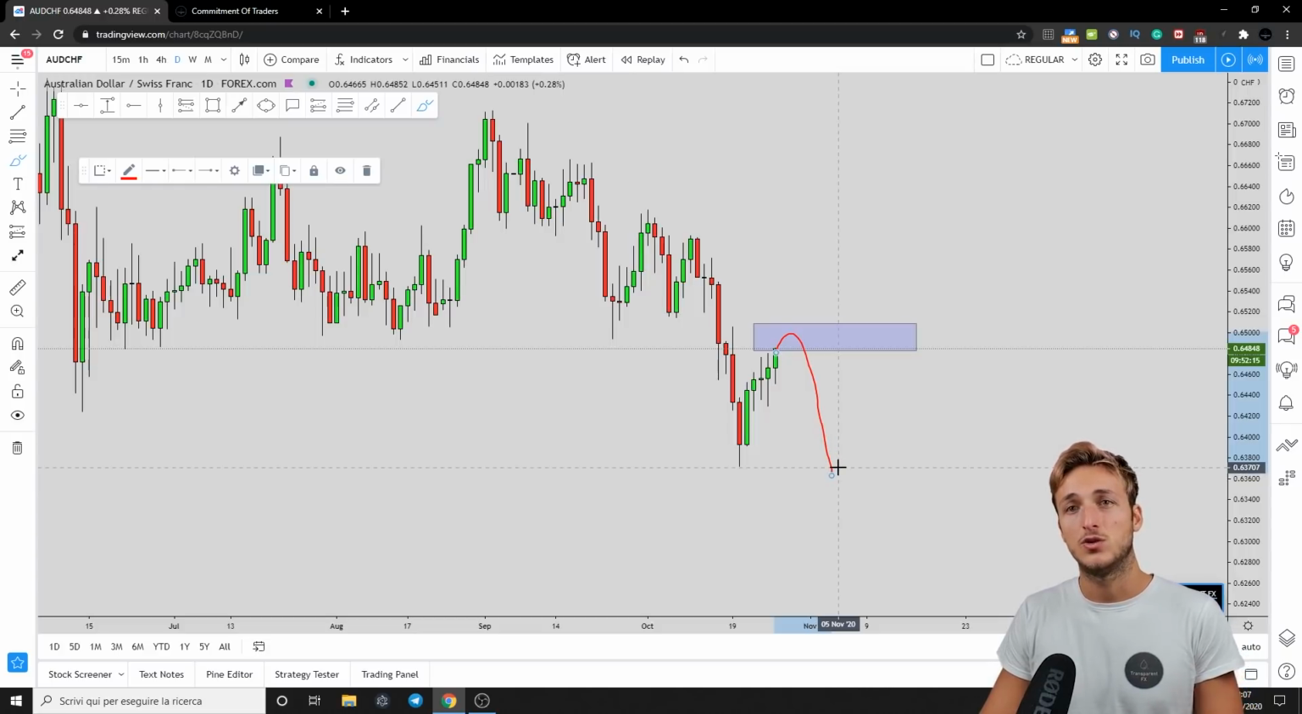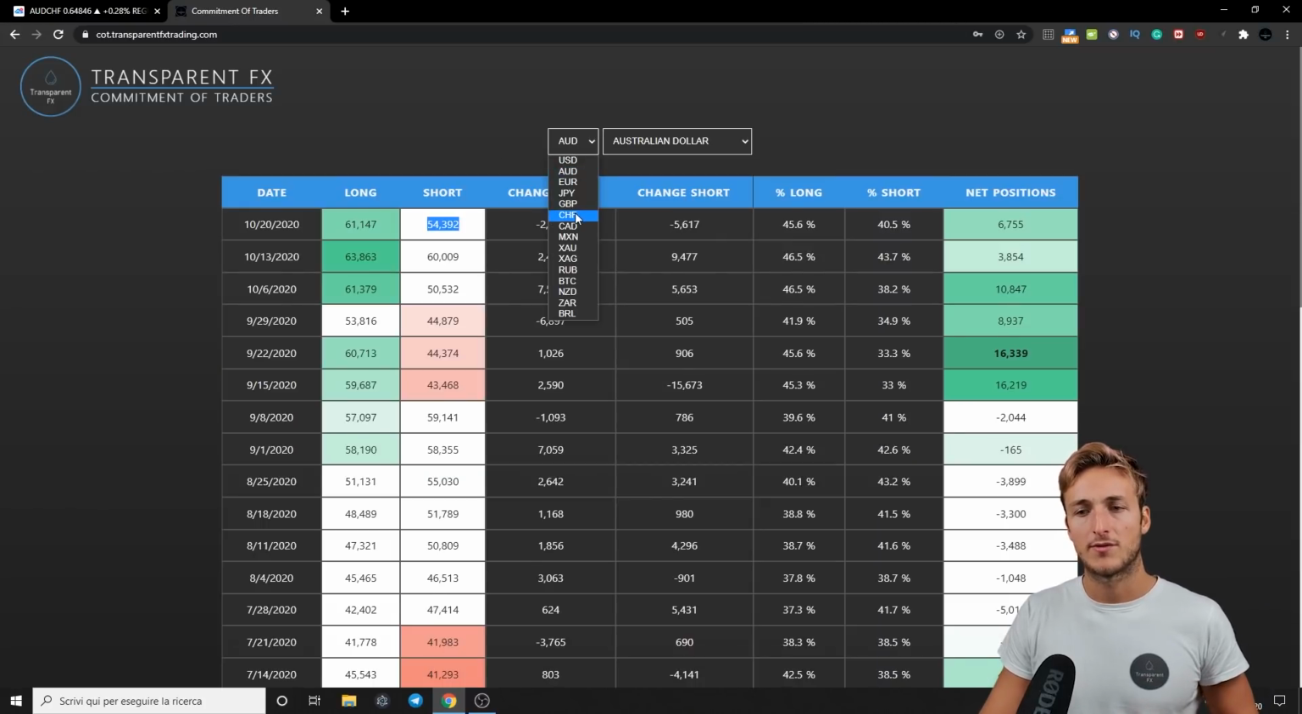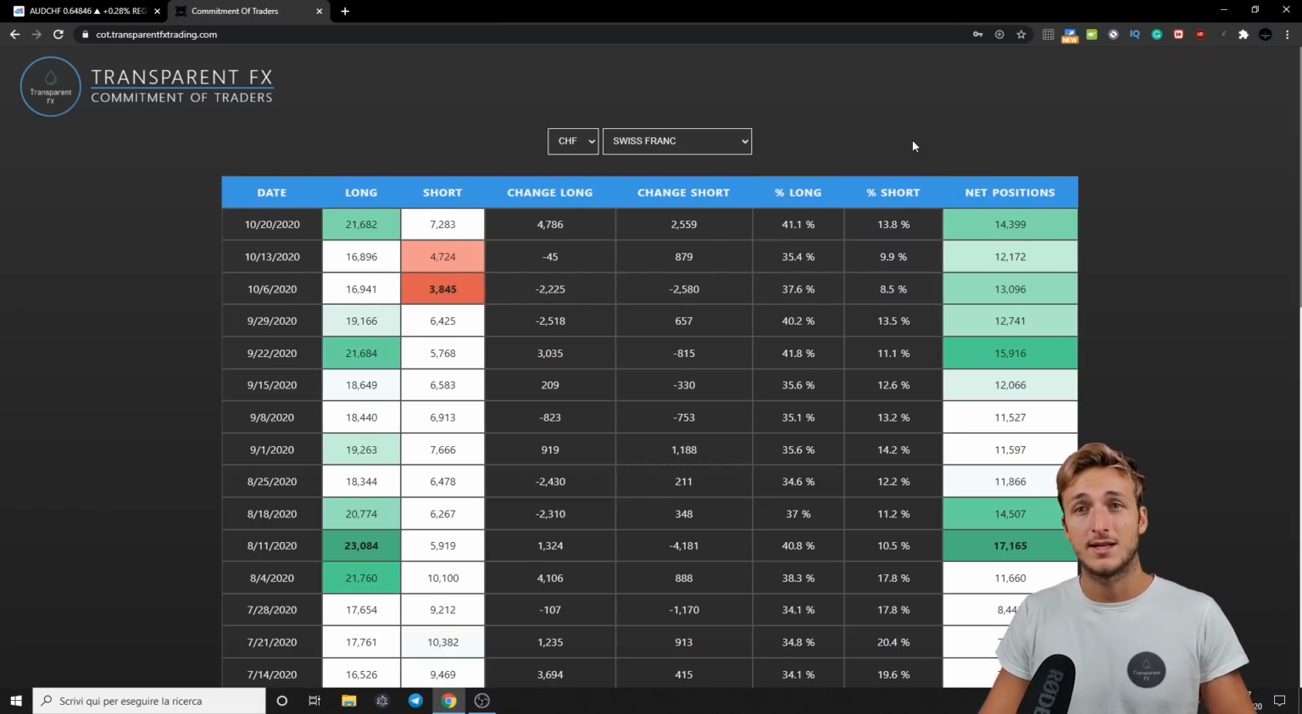Hedge funds still need to add proper shorts on the AUD. And if we go and see what we have from a CHF perspective, we can see that as well, we don't have the confirmations that we need.